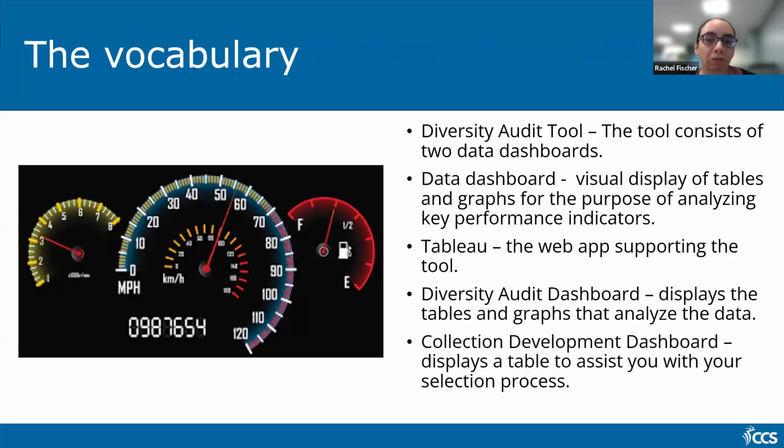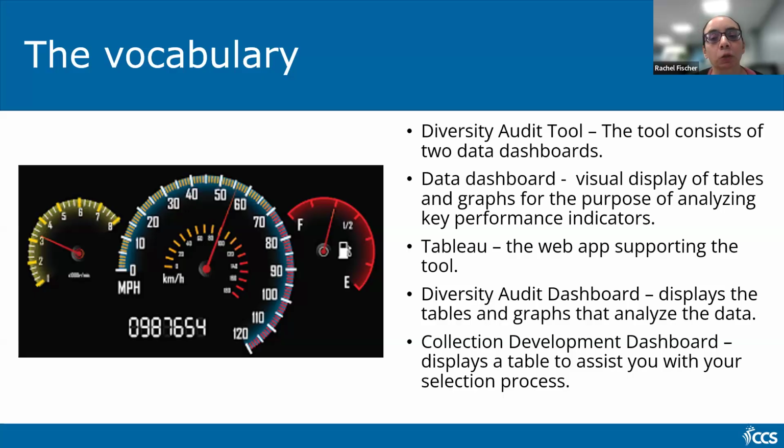So first I'd like to review some of the vocabulary that we use to describe the tool in the documentation on our website. The Diversity Audit Tool is the name for the entire tool. The web app and vendor that is used to create the tool is called Tableau. We do not have plans to move the tool into Orange Boy yet. So you may also hear some staff mention the vendors from time to time. However, we do try to refer to the whole tool as the Diversity Audit Tool.